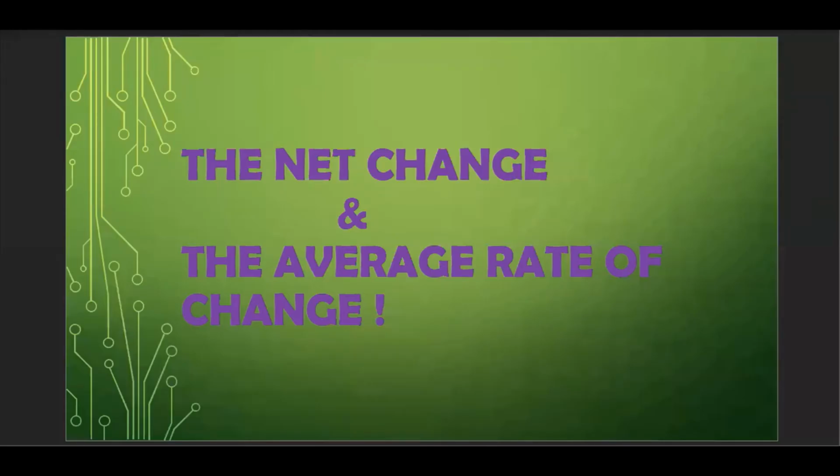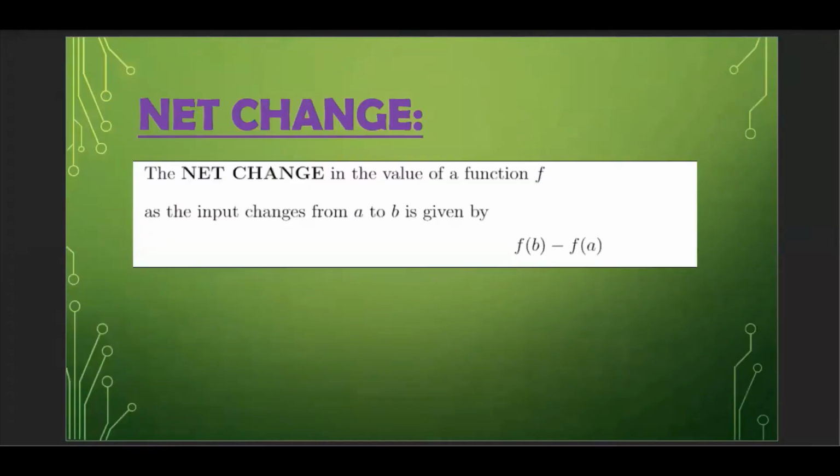So today we're going to talk about what is the net change and the average rate of change of a function. So let's take a look at the formulas. The net change is defined as this formula, f of b minus f of a. So hopefully you're familiar with this idea. It's the change in the value of a function as the input changes from a to b.